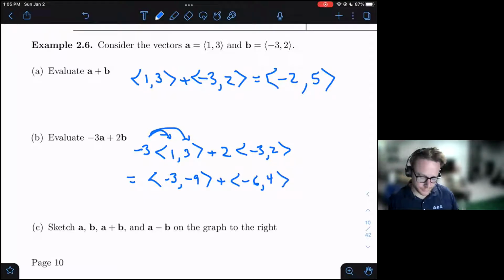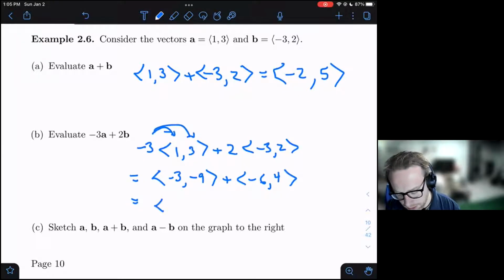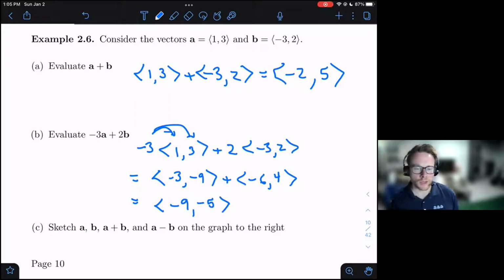Now let's go ahead and do our vector addition. So when we add these things, negative 3 and negative 6 is going to make negative 9, and negative 9 and 4 is going to make negative 5. So there we go. That's my final answer.